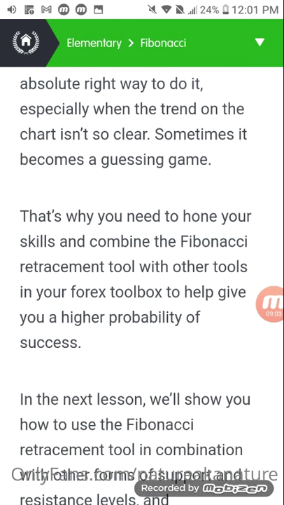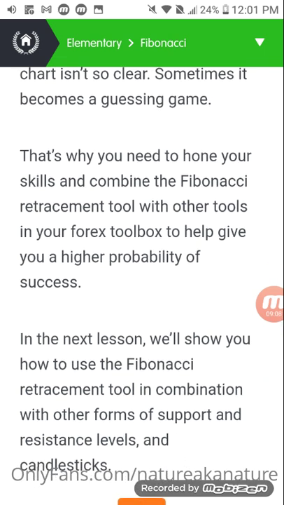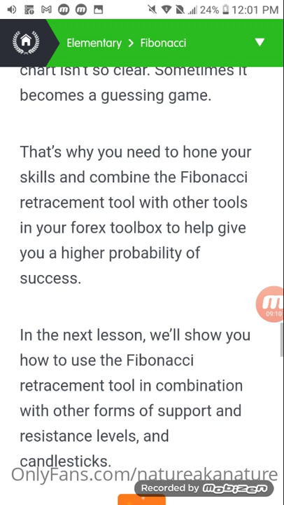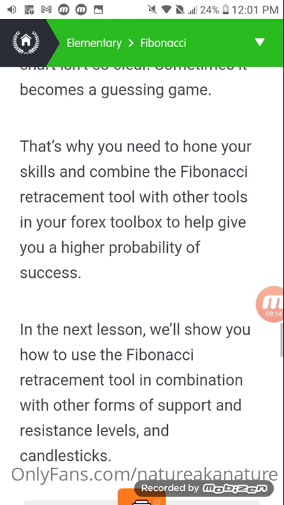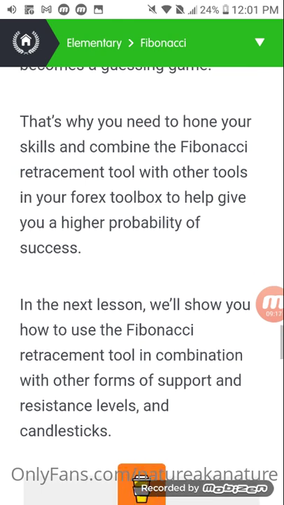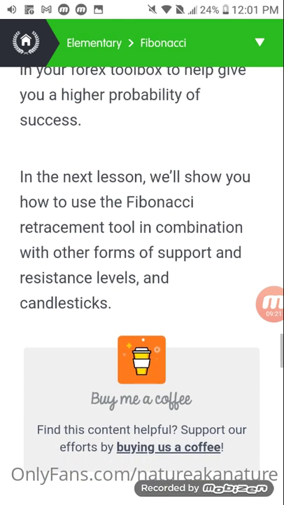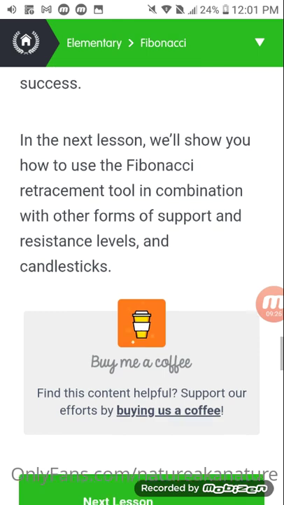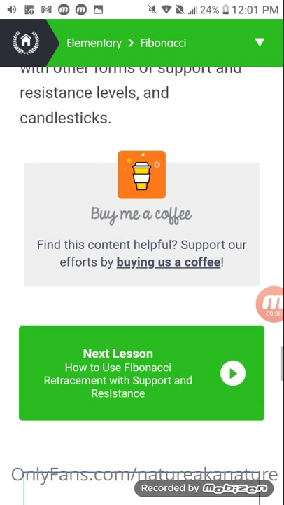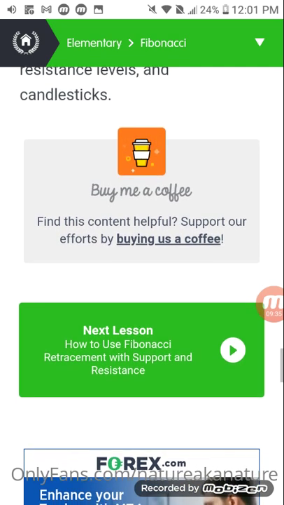This is why you need to hone your skills and combine your Fibonacci retracement tools with your Japanese candlestick tools, moving average tools, and all the tools in your Forex toolbox to give you a higher probability of success. The next lesson will show you how to use Fibonacci retracement tools in combination with other forms of support and resistance levels and candlesticks.